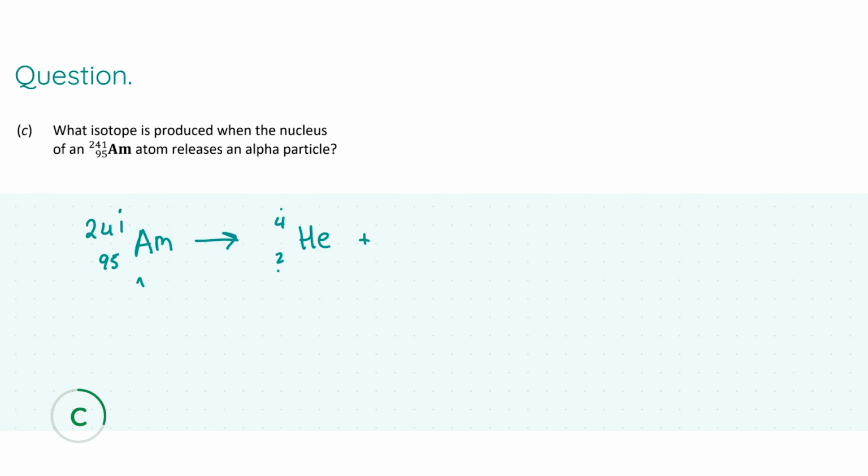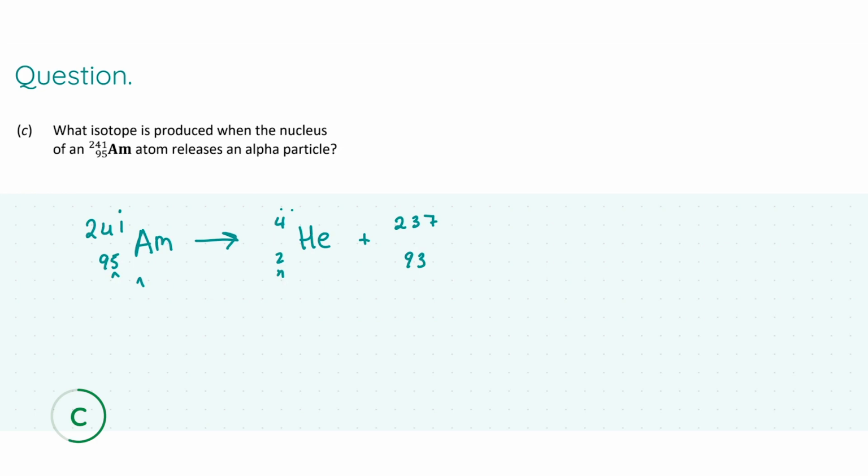So the mass number, 241, reduces by 4. So the new mass number of the new isotope is going to be 241 minus 4, which is 237. And the new atomic number is going to be 95 minus 2, which is 93. Now, what isotope is this?